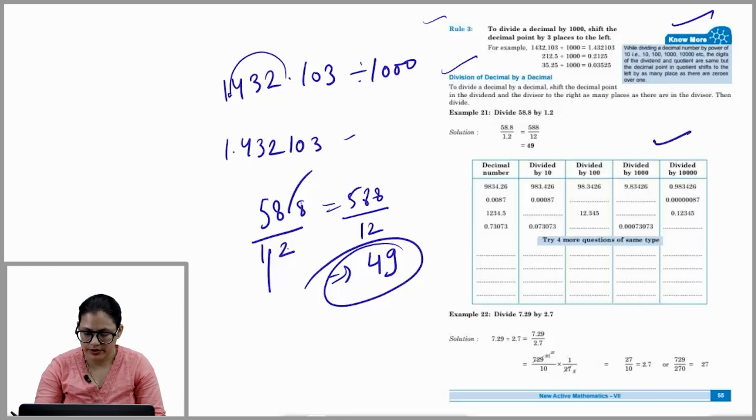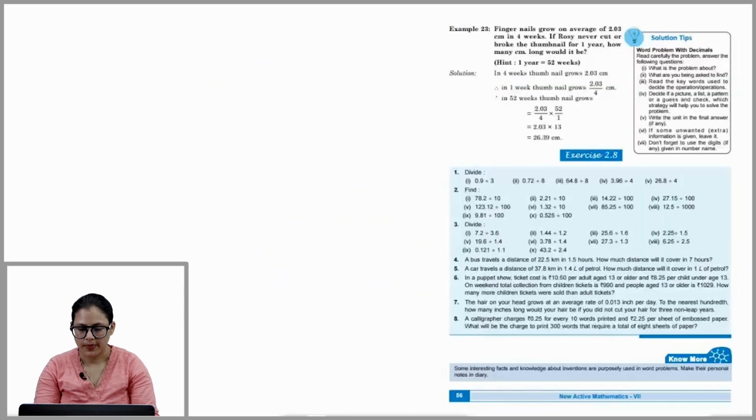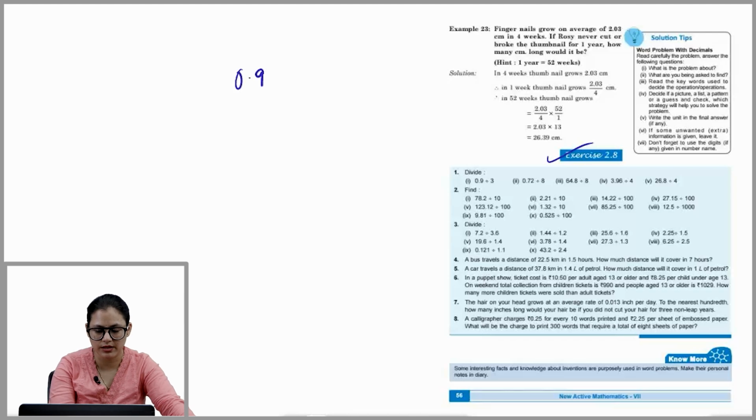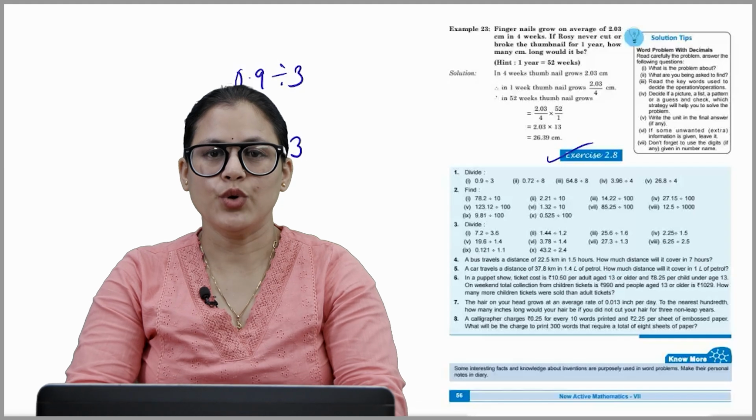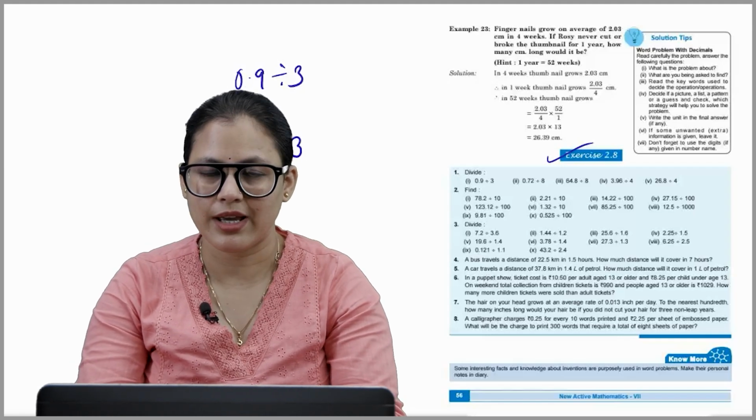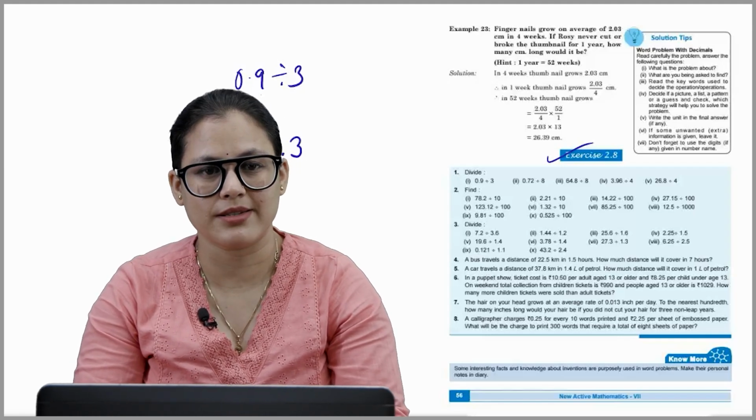Okay, now you have to fill this table up. Similarly, you will do example 22 also. Okay. Now let's do exercise 2.8. You have to divide 0.9 by 3. So 9 divided by 3 is 3 and there is one decimal place, so you will put the decimal here. So 0.3 is the answer, right students? Now you will do the remaining questions and you will also practice the remaining exercises. Okay.